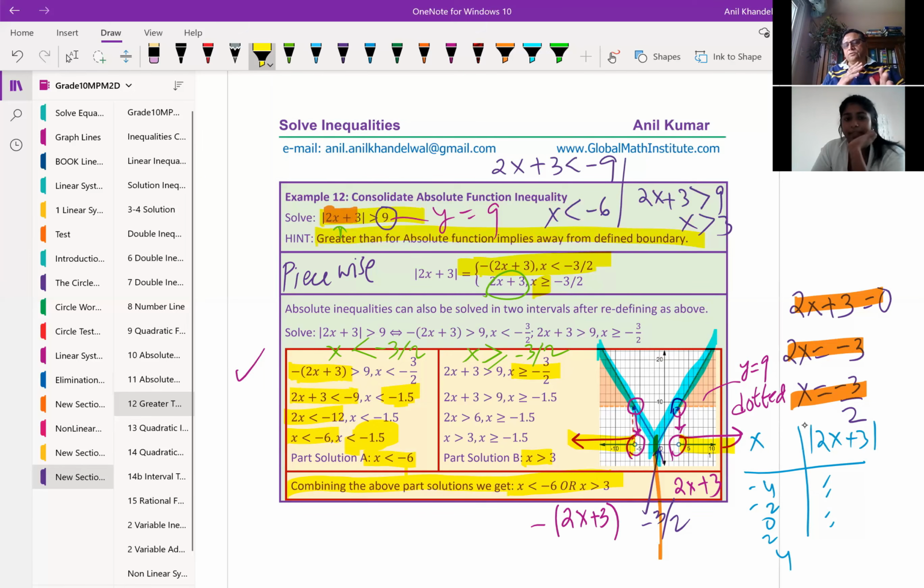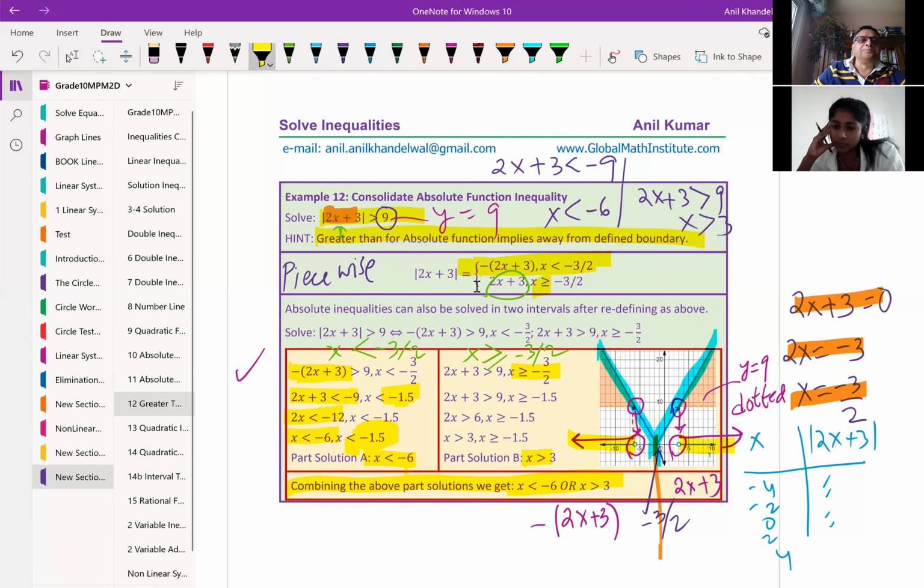That makes sense because originally when we started the question, we said greater than means beyond the boundary and not including the defined boundary. And our answer shows exactly that because we got the OR and it's not an equal to sign. Correct. I hope that makes sense.